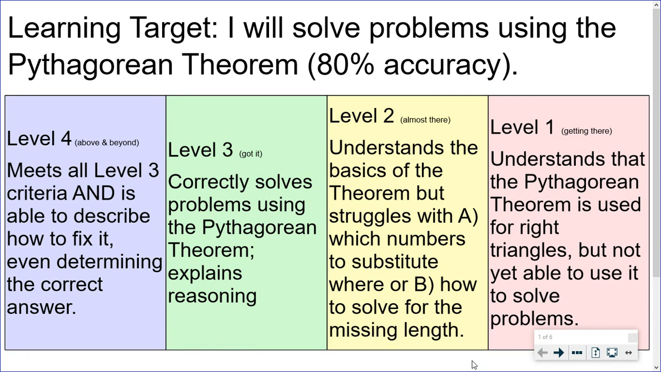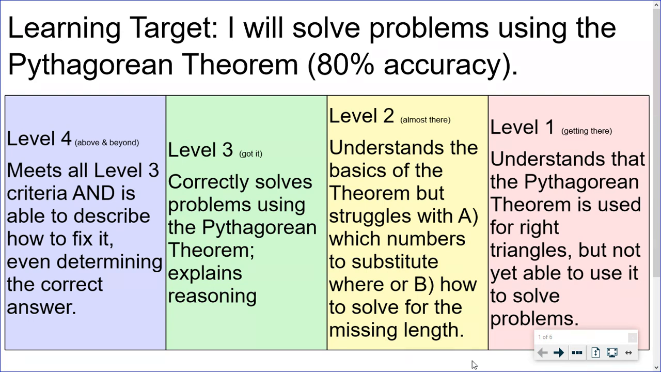Learning target for the day: I will solve problems using the Pythagorean theorem with 80% accuracy or greater. Yes, if this seems familiar, this is a review. After all, we've been working on two-step geometry for a while, and so this naturally fits back in. Most, if not all, math teachers in 8th grade will be reteaching this in the spring.